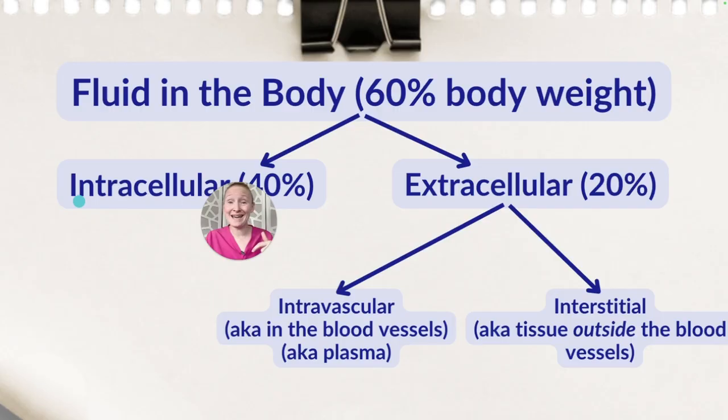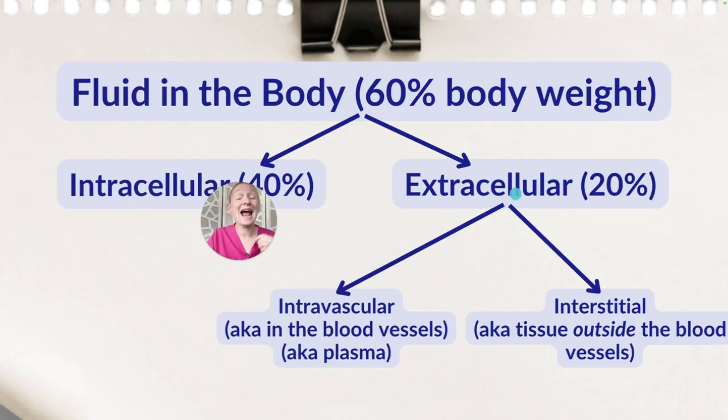Intra means inside, cellular means cell. We're not very creative with how we name things in medicine. That means that 40% of my body weight is actually water inside all the cells of my body added together. That's pretty important water because our cells can't function unless that water is inside them. The other 20% of my body weight water is extracellular or outside my cells. That kind of makes sense. You can either be inside or you can be outside, but you can't be both.